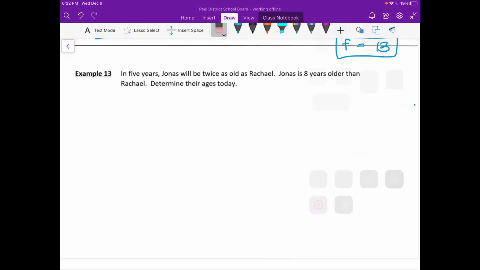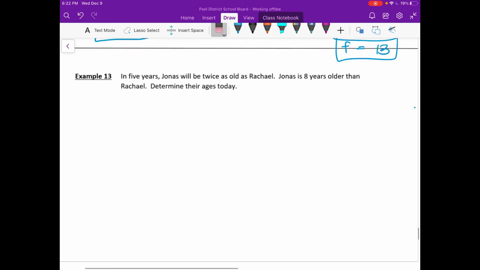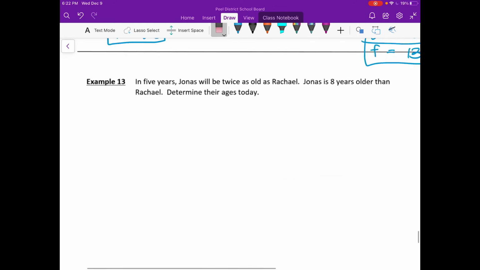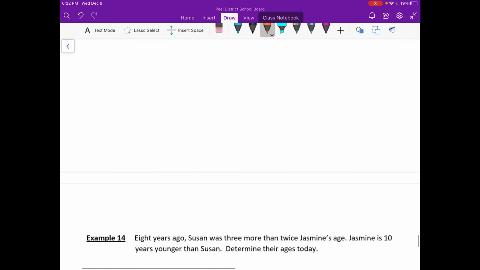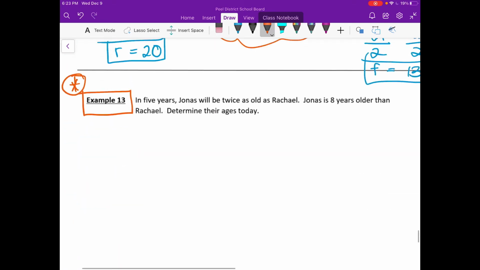Hi class, so I'm just going to quickly go over our example 13 and 14, and then we are finished. So I'm just going to finish up this lesson. So it says in 5 years, and these are more difficult questions. These are the more challenging type questions. These are the type of questions that would obviously be worth more marks, and they're the type of questions you're going to see on your assignment. So just letting you know, these are the more challenging questions, especially 14. It's a little bit tricky.